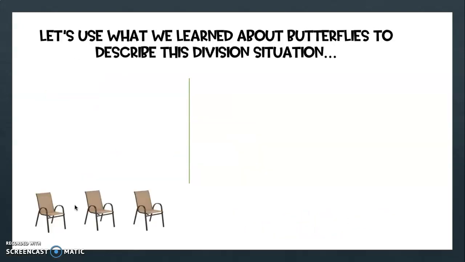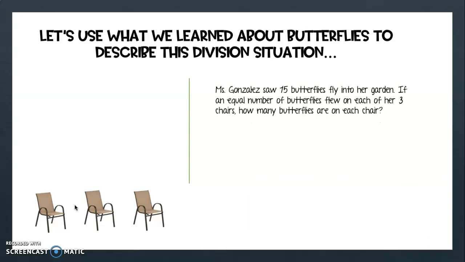Now we are going to use what we learned to describe this division situation. Ms. Gonzalez saw 15 butterflies flying to her garden. If an equal number of butterflies flew on each of her 3 chairs, how many butterflies are on each chair? So here's what I know. I know that she saw 15 total butterflies, and I know that she has 3 chairs. I also know that an equal number of butterflies flew onto each chair. What I don't know is how many butterflies she found on each of the chairs.